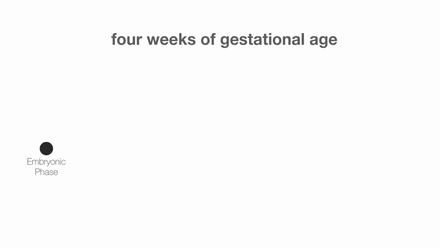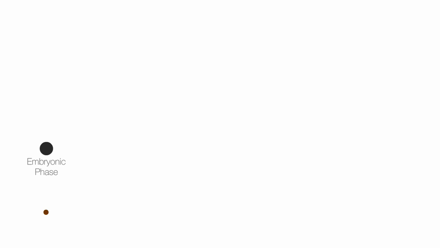Lungs start forming during the embryonic phase, or 4 weeks of gestational age. Early in the pregnancy, the baby is a ball of cells that eventually separate into layers, one of which will be the organs of the gut. It is from these cells that the lungs develop.